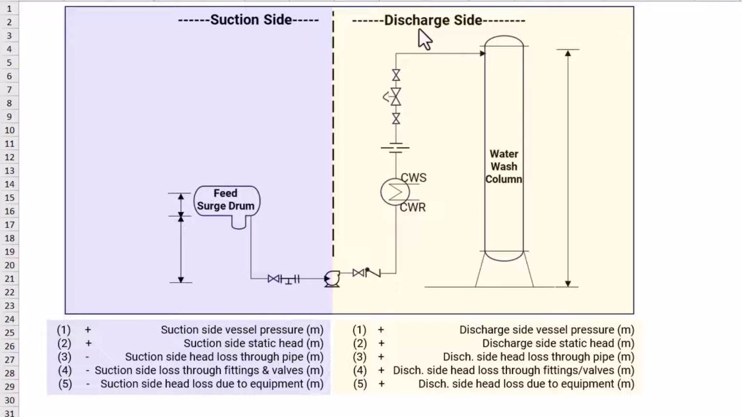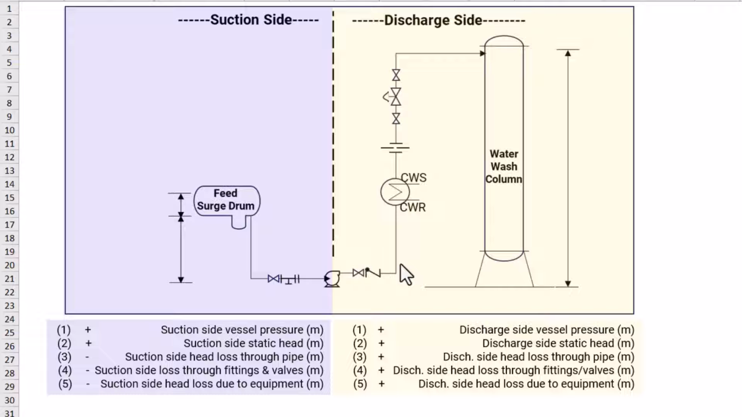On the discharge side also, we have similar 5 components. The first one is the discharge side vessel pressure in meters. The discharge side static head, that is the inlet nozzle elevation with respect to the pump center line. Then the discharge side head loss through the pipe. Whatever frictional head loss is happening because of the flow of liquid through this pipe also needs to be added. Then the discharge side head loss because of fittings and valves present on the discharge side, and very similarly the head loss because of the equipment present on the discharge line.